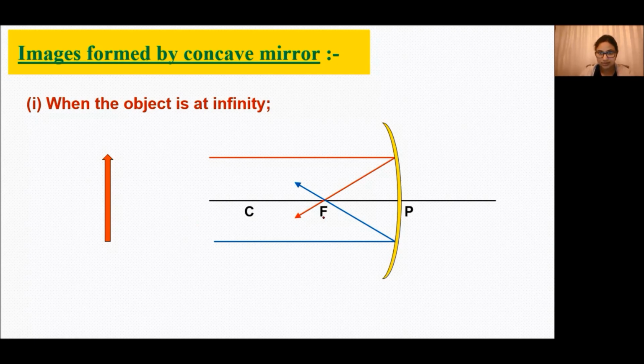So look at this image. What are the characteristics of this image? As you can see here, it is highly diminished. It is formed at the principal focus. It is a real and inverted image.